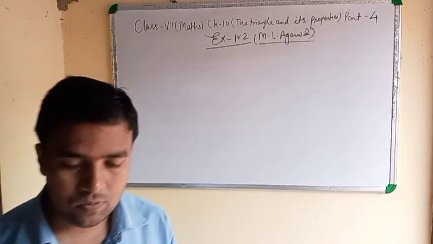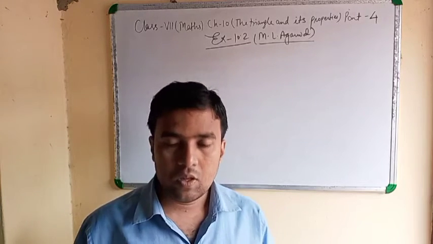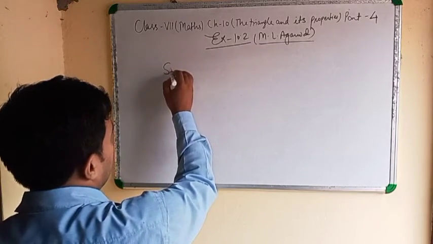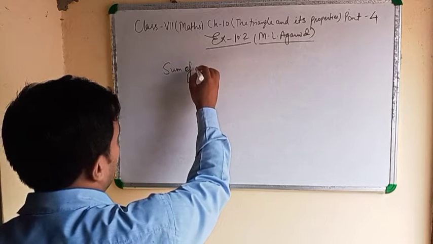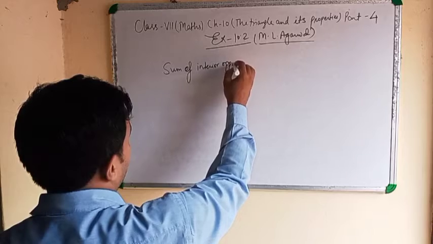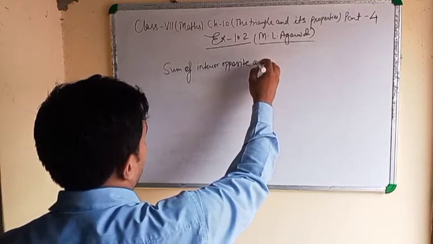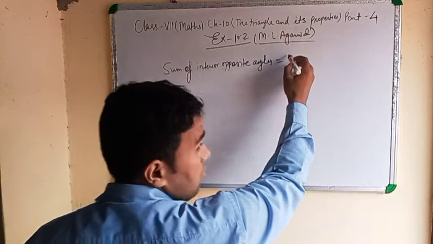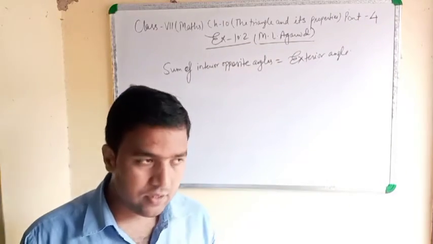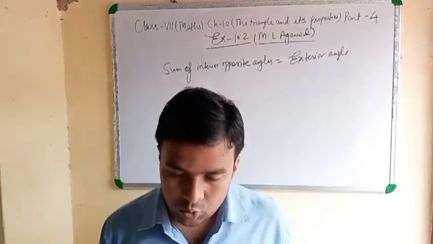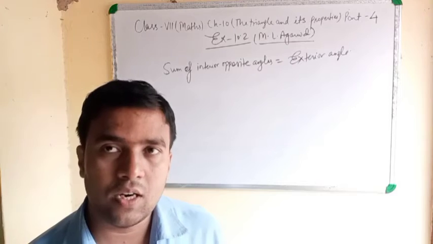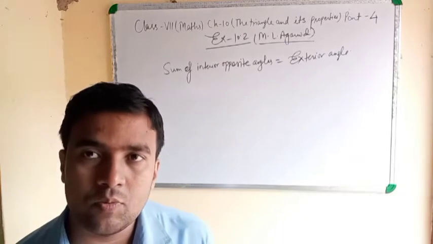Exercise 10.2. I told you one formula: sum of interior opposite angles equal to exterior angle. In this exercise, whatever question is same, means digit is same, that question you will not do, but different question you will do.